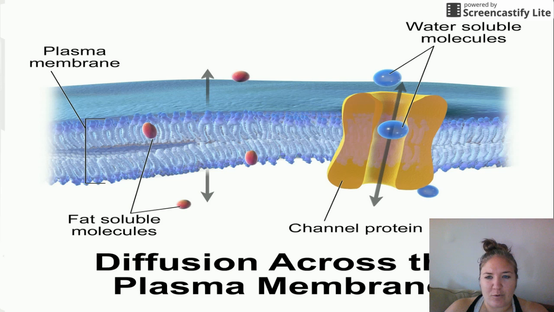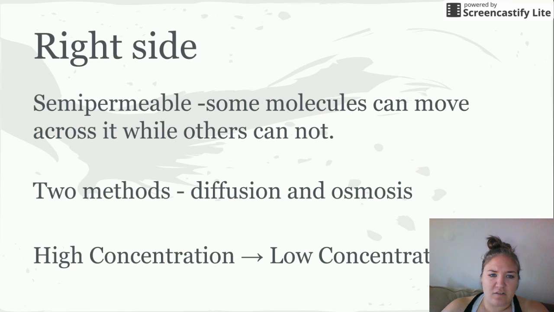This is able to control what's coming in and out of the cell through these actual channels, while other things can move freely. When we talk about fat-soluble and water-soluble, we don't actually mean water and fat molecules, just things that are soluble within that, which we'll talk more about later this year. So semi-permeable means that some molecules can move across it while others cannot.